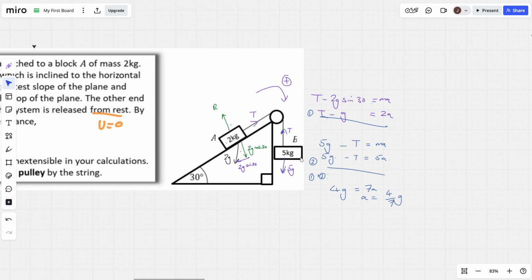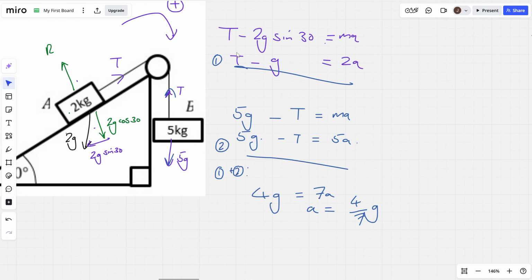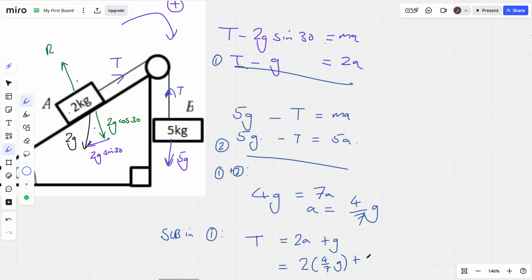Find the tension in the string. Well, you just use one of these equations that you want. So you can sub into 1. So if we sub into equation number 1, T = 2a + g, if I add the g to the other side, which equals 2 lots of 4/7 g plus g. Yeah, so T equals, what's my final answer from that? 15/7 newtons.